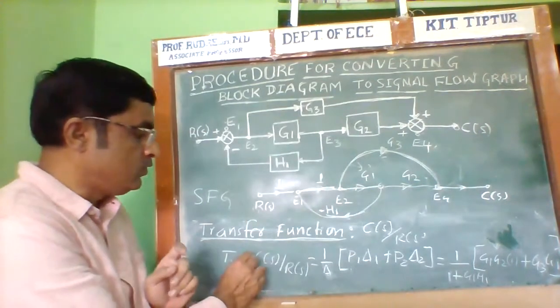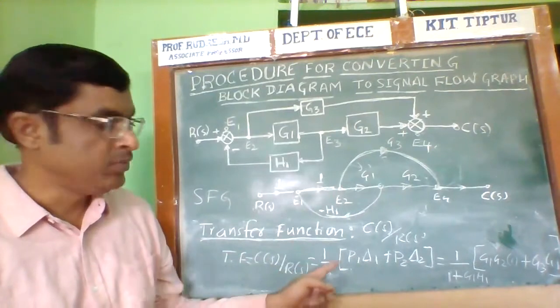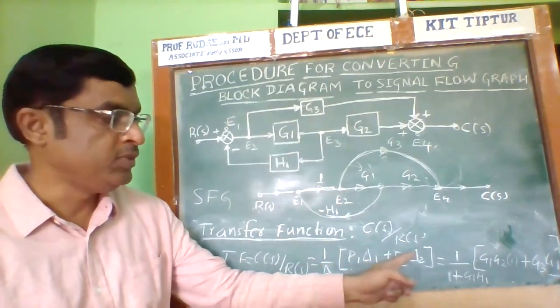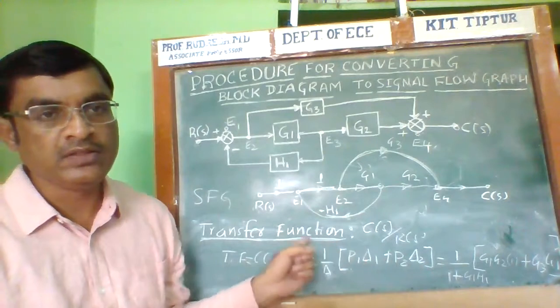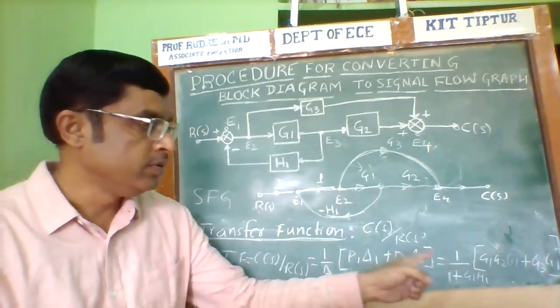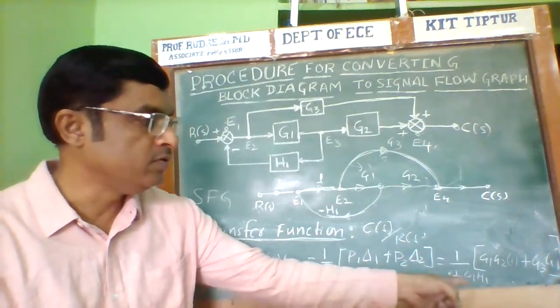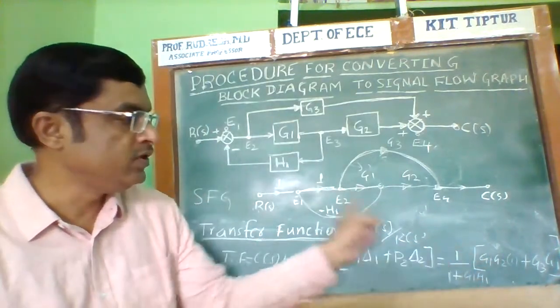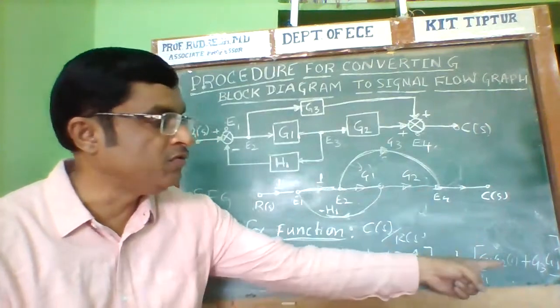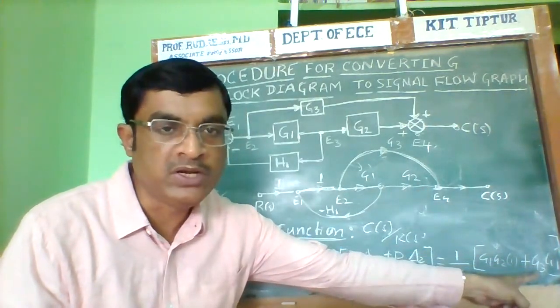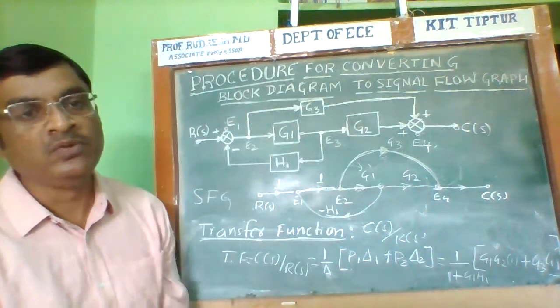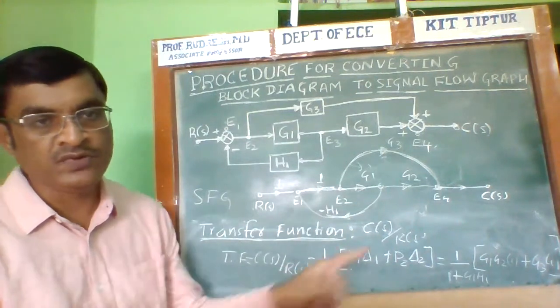So it is equal to 1 over delta times P1 into delta 1 plus P2 into delta 2. This was written in the earlier stages. Substituting the delta value, which is 1 plus loop gain, and G1 and G2 are the forward path gains, into delta 1 value, and this is P2 into delta 2 value. This gives the overall gain of the system.